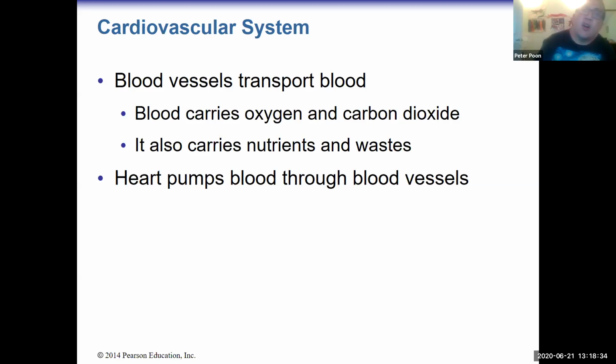The cardiovascular system. Blood vessels transport blood. Blood does a lot of different things.